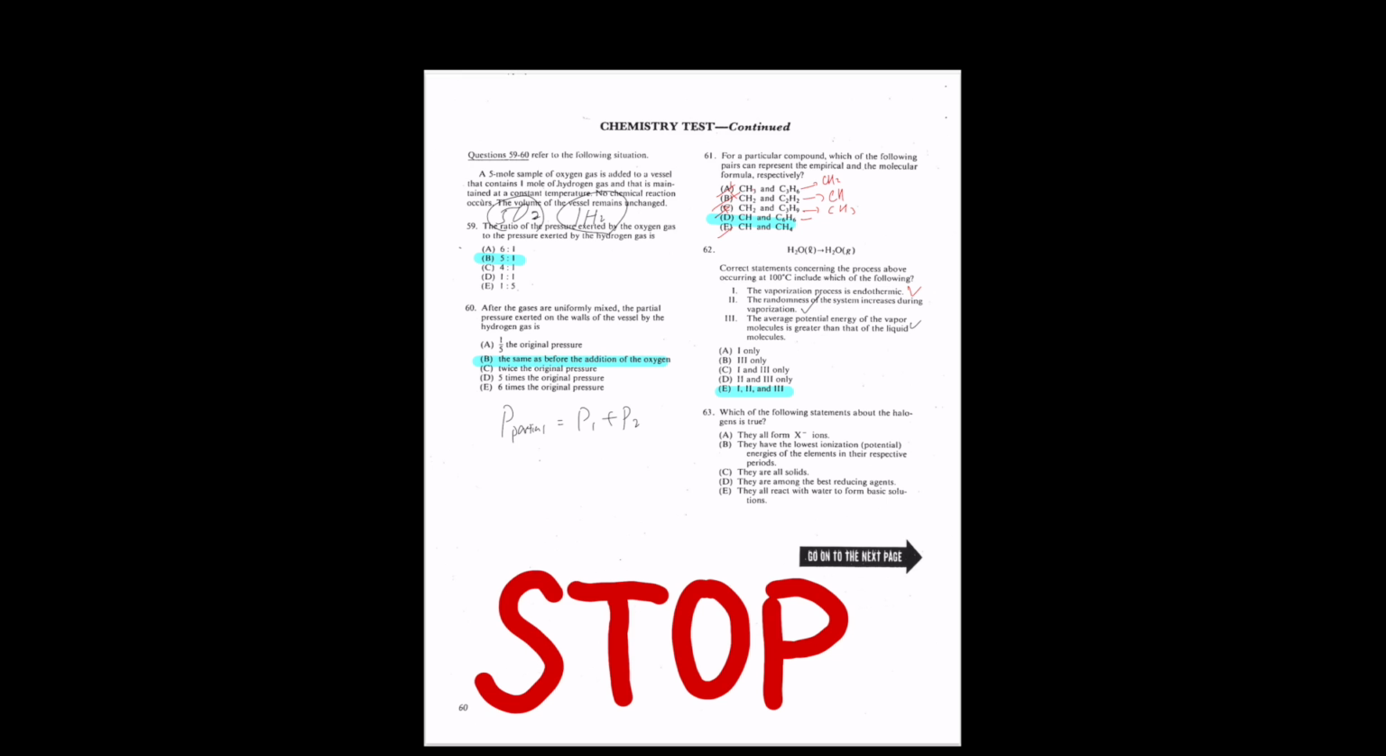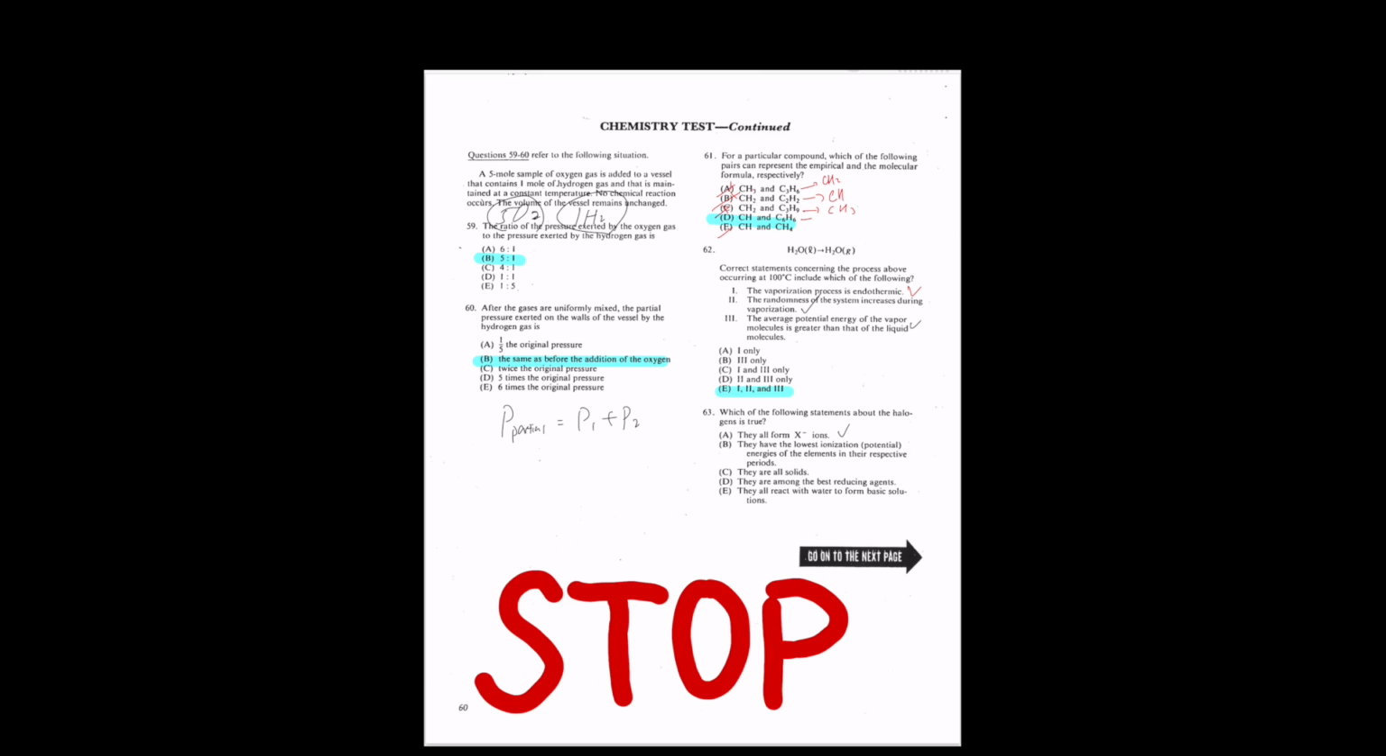Number 63. Which of the following statements about the halogens are true? A, they all form X- ions. That's true, because all halogens have 7 valence electrons. So they just need to add 1 more electron to form ions, which are all minus. For example, F minus, Cl minus, Br minus, and I minus.